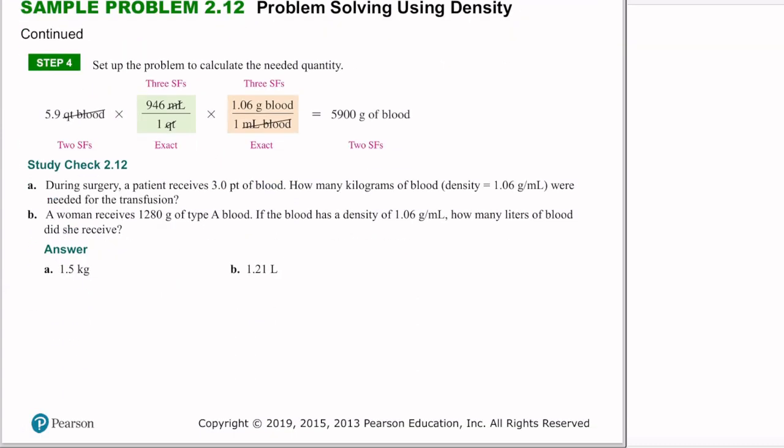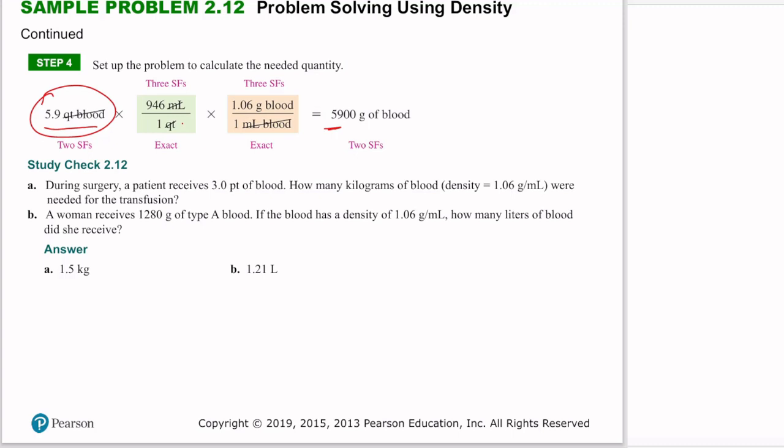So let's work this problem. 5.9 quarts times 946 milliliters per quart times 1.06 grams per milliliter gives us 5,900 grams of blood. The first term has two significant figures. The second and third have three each, and so we need two significant figures in our final answer. So our answer would be 5,900.